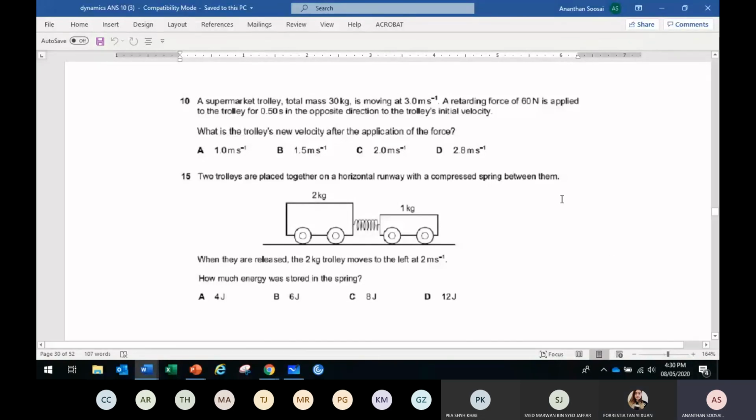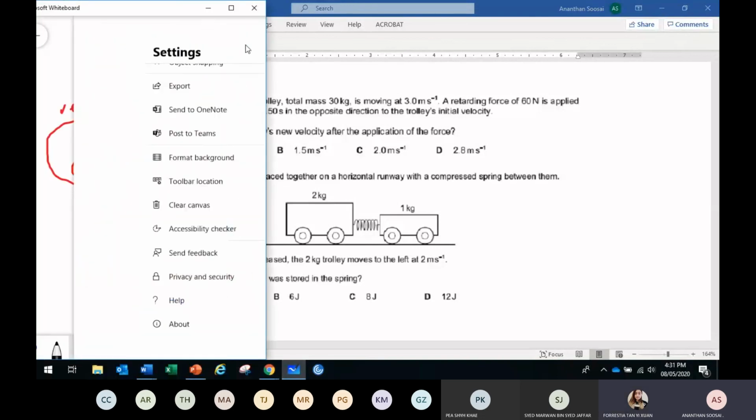This one, you need to use conservation of energy and also momentum. You have to use both. They're asking what is the energy stored in the spring. Tell me, for this case, what energy changed to what energy? The elastic potential energy of the spring is converted to the kinetic energy of both trolleys, right? Yes, both trolleys.